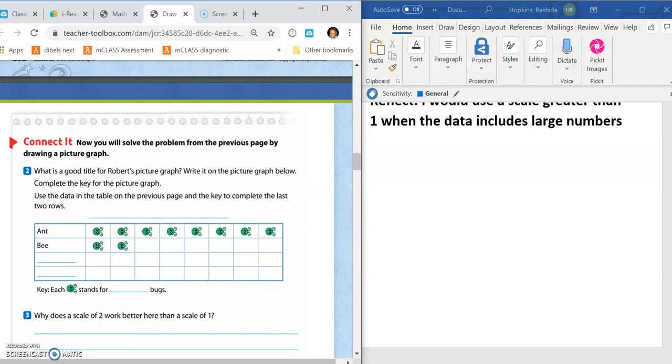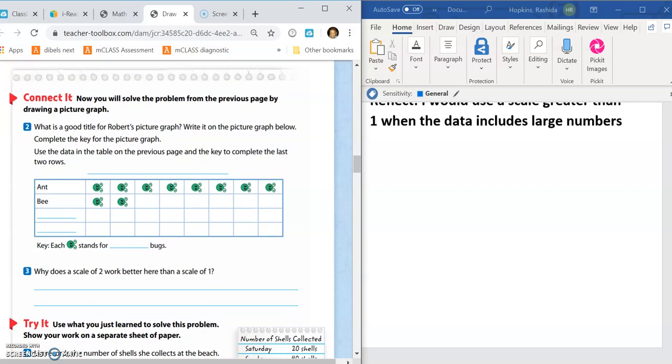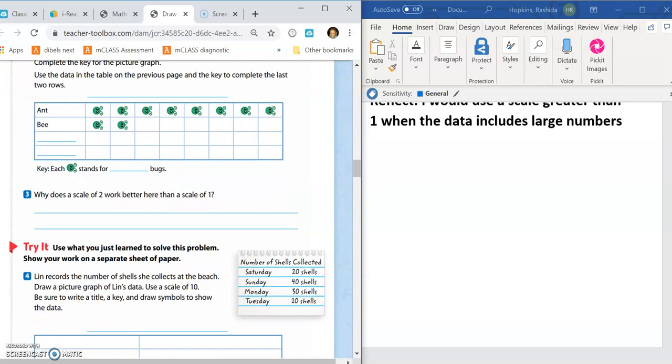Write it on the picture graph below. Complete the key for the picture graph. Use the data in the table on the previous page and the key to complete the last 2 rows.